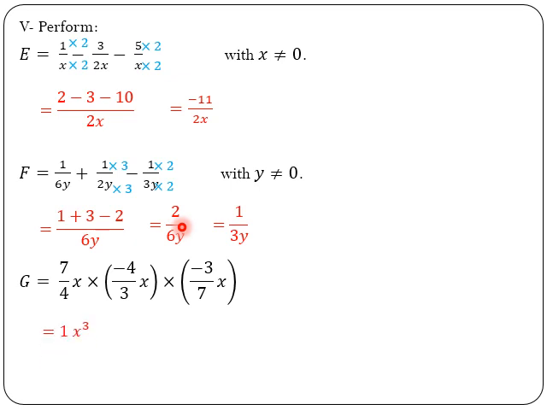What about G? Here, all of them are multiplied by each other. I can simplify by 7, simplify by 3, and simplify by 4. Minus times minus is a plus. We still have x times x times x, which is x cubed.